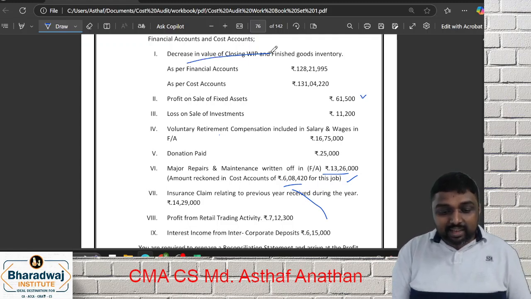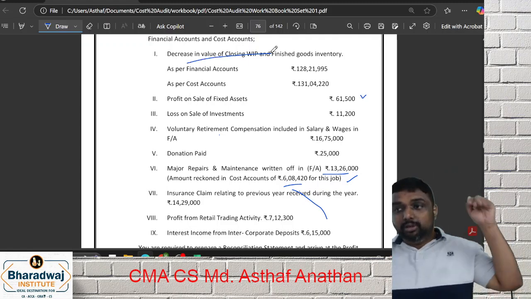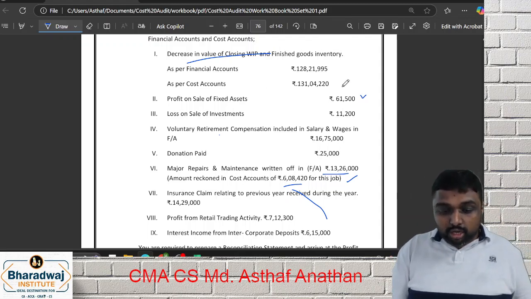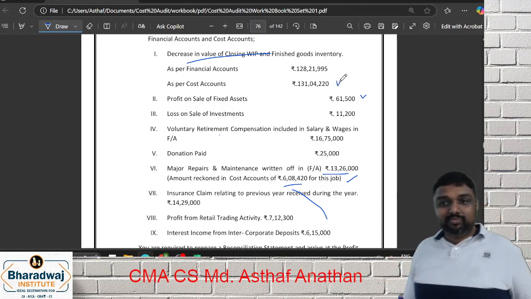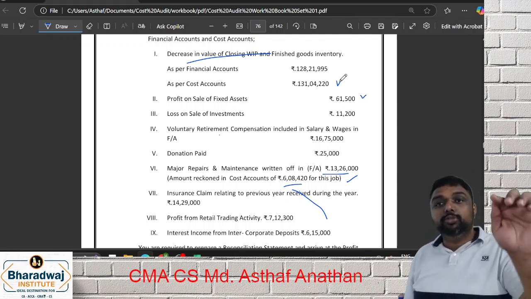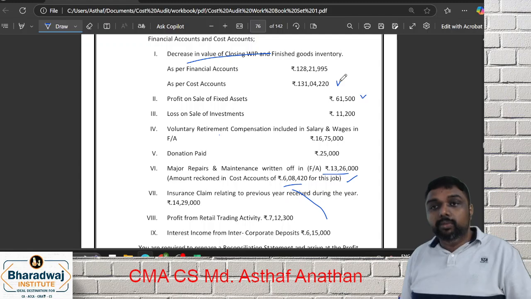See, decrease in value, the decrease reduces profit. Where there is more decrease, costing is more reduced. Costing is more reduced means cost profit will be less, and financial profit will be more.